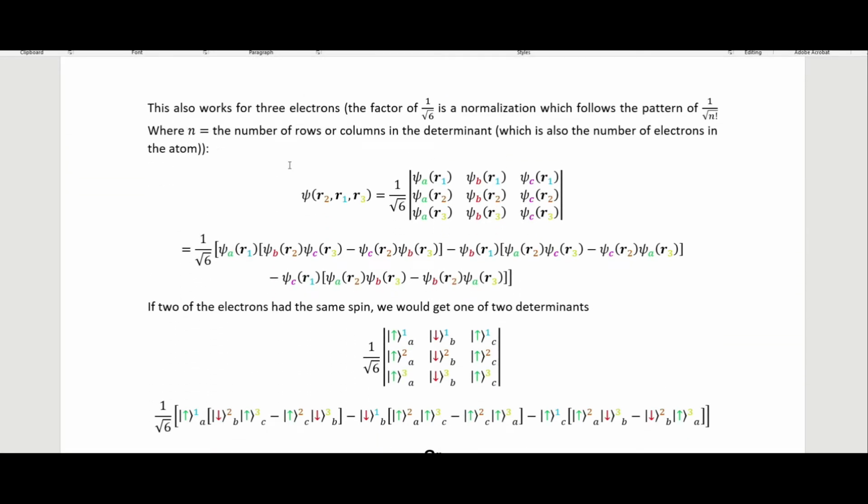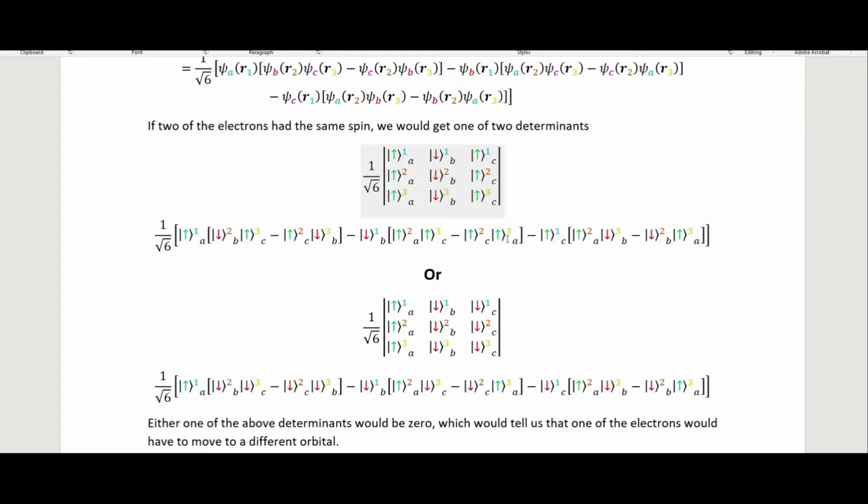So we can do the same thing for three different particles here. And what we will see is that if two of the electrons have the same spin, then we could get one of two determinants, which are one of these two. And by the way, as usual with these videos, these lecture notes will be linked in the description below if you wanted to look at this more slowly by yourself.